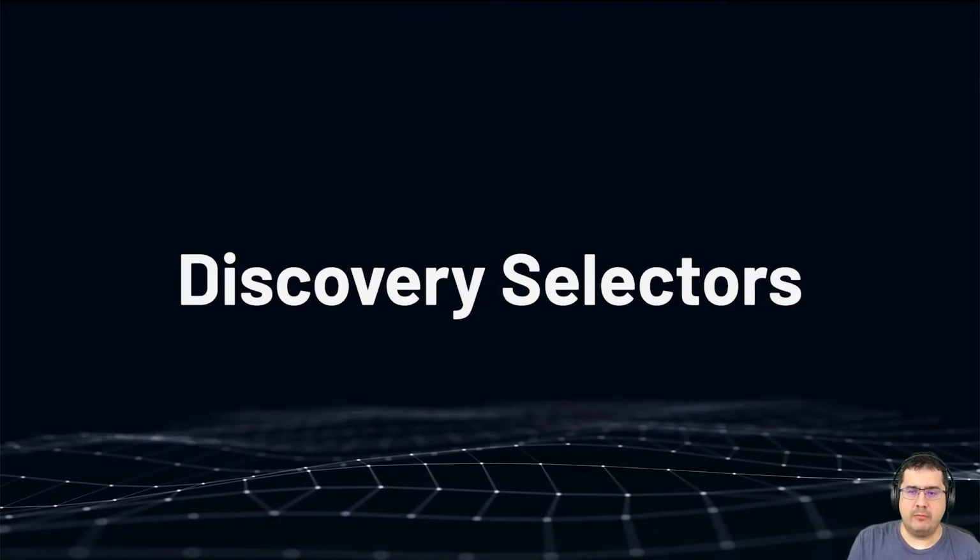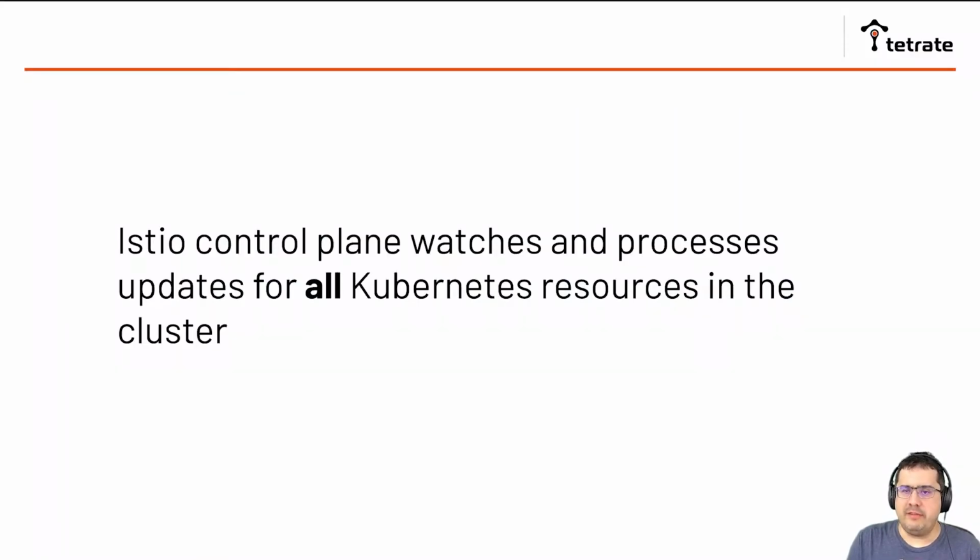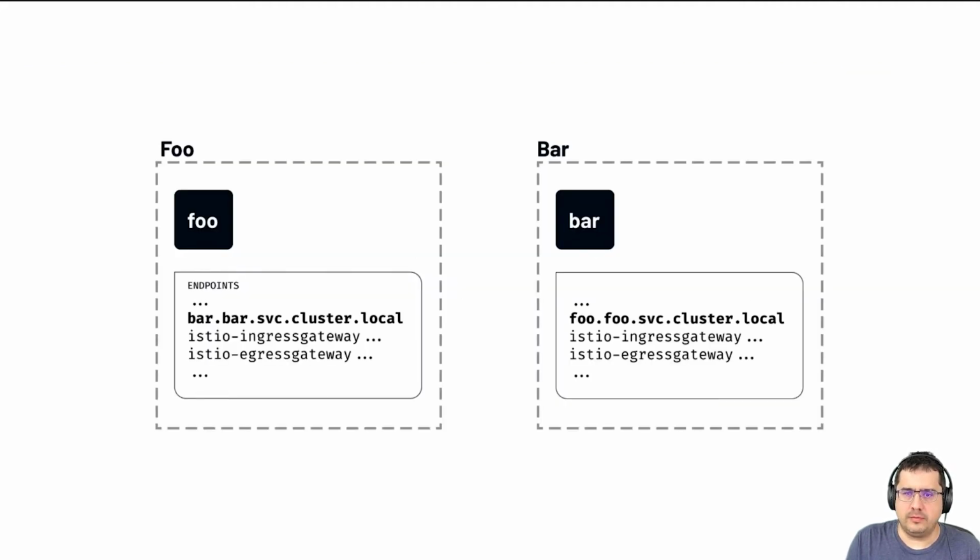Istio 1.10 was released a couple of days back, and there was a new feature called the Discovery Selectors. In previous Istio versions, the control plane has watched and processed updates for all Kubernetes resources in a cluster. All proxies in the mesh are configured in such a way that they can reach every workload in the mesh, as well as accept traffic on all ports associated with the workloads.